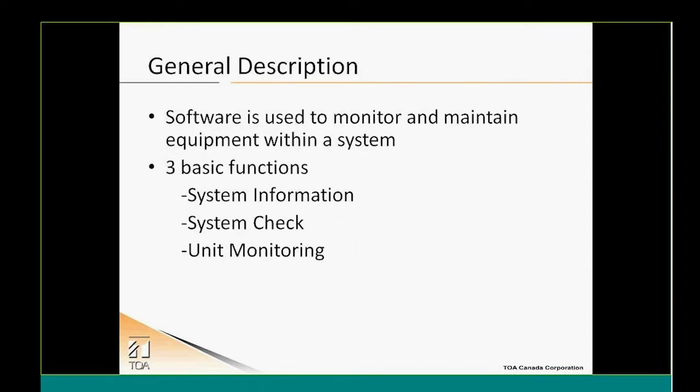The N-8000 maintenance software is used to monitor and maintain equipment within a system. It has three basic functions: to provide the system information to the user, ability for the user to check the system, and a way for the user to monitor the activity within the system.